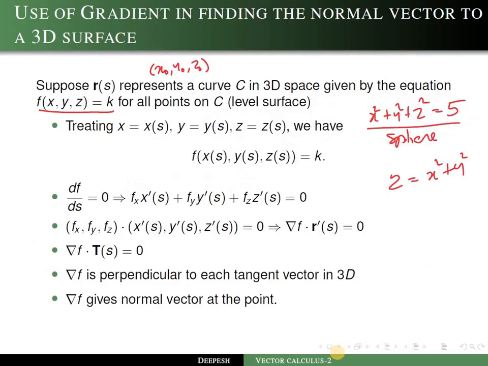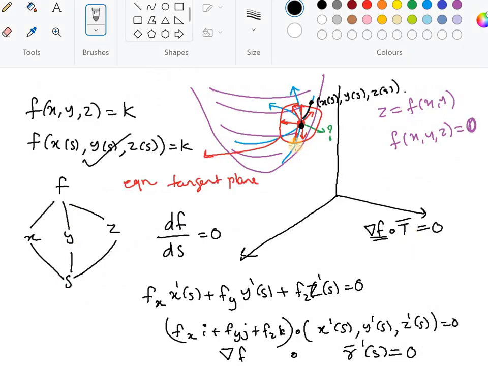So that's how we see that del f dot t bar s is equal to 0 for every tangent vector at the point x naught, y naught, z naught on the surface. So you can say that del f is perpendicular to all the tangent vectors, meaning del f is giving you the normal vector, because the vector which is perpendicular to all the tangent vectors is called the normal vector.